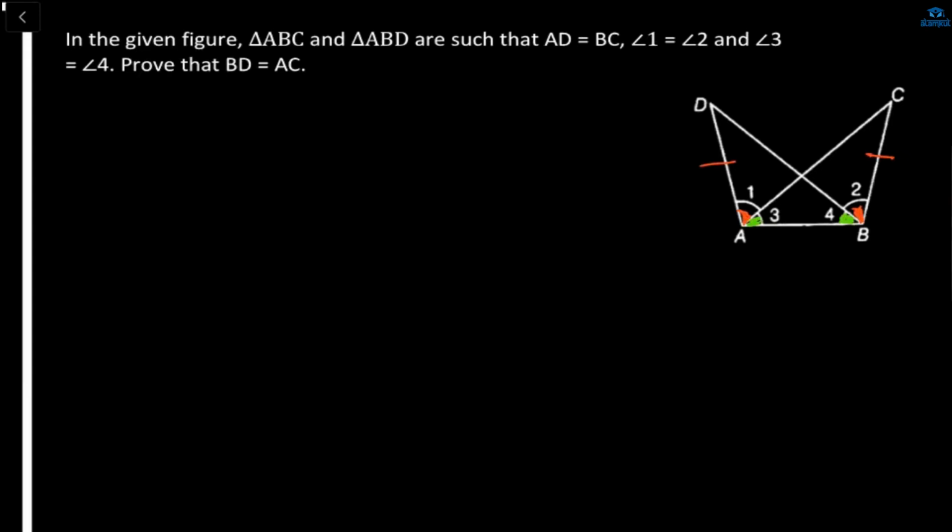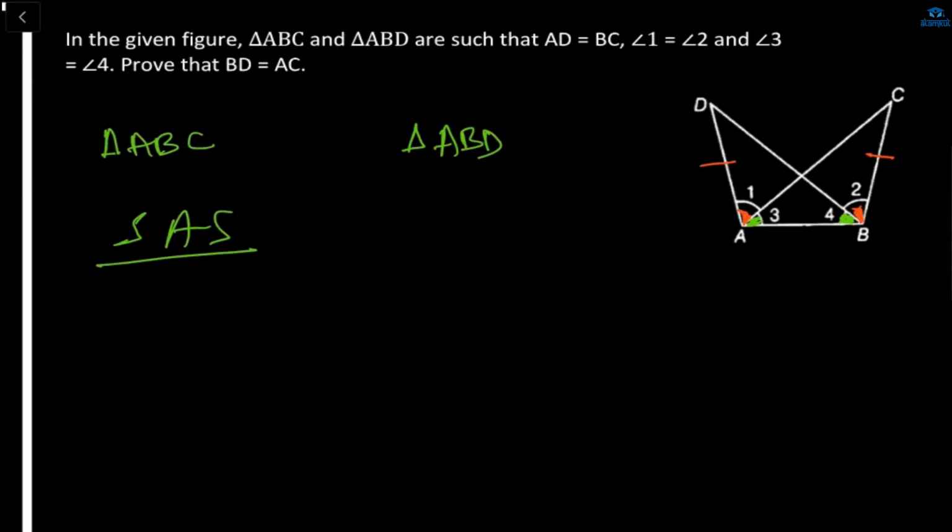Now, there are two triangles, ABC and ABD. You can differentiate between them, right? Now tell me, in ABC and ABD, what are the three sides? You have to prove that BD is equal to AC. What is given in the question for both triangles? That AD is equal to BC. Till now we have covered SAS, so can you find two sides and the angle between them?